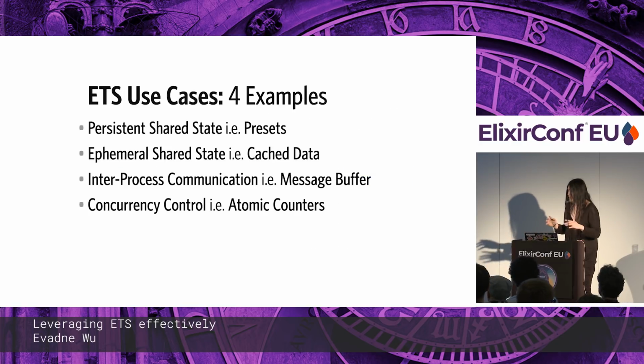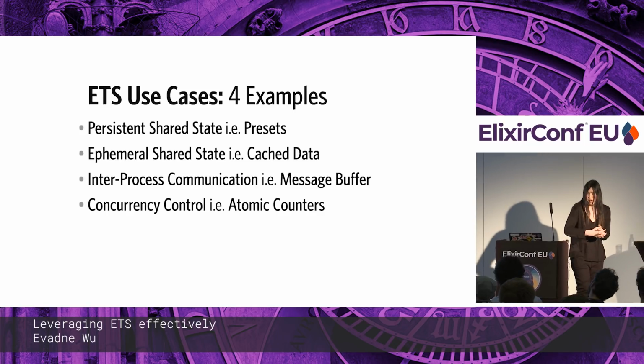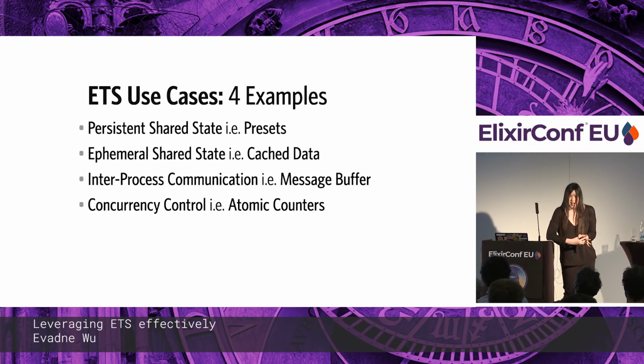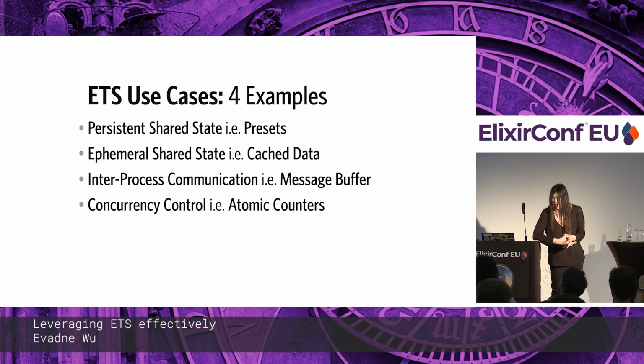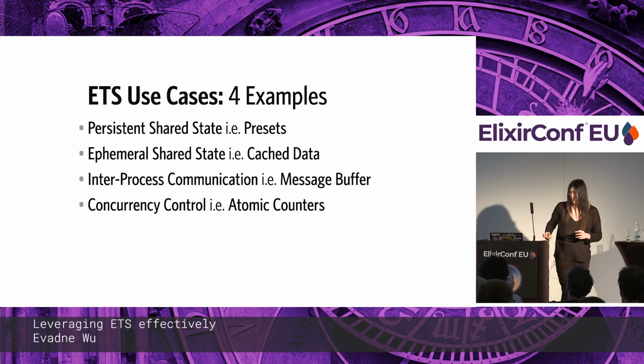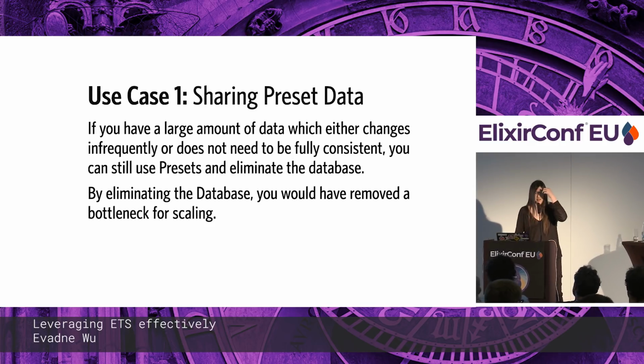So with that in mind, I will now share with you four prominent use cases of ETS that I think are probably interesting. Well, the first one is that you can use ETS to share something called persistent shared state, which I call presets. Second one is you can use ETS to track something that's ephemeral, but also shared state, called cache data. You can use ETS also to facilitate intra-process communication, acting as a message buffer. Or you can then still use ETS for something that's even better, concurrency control, by using ETS to count things. I will explain now. The first case, using presets.